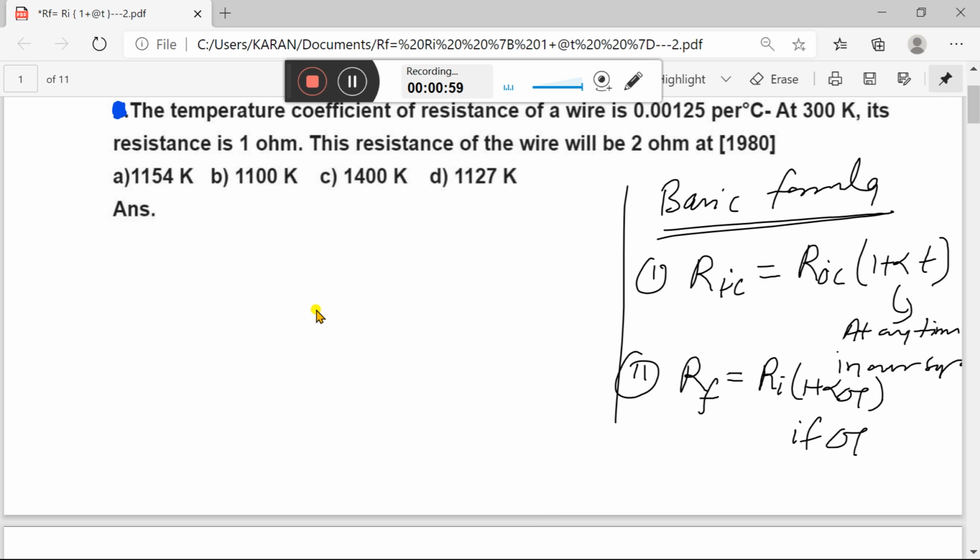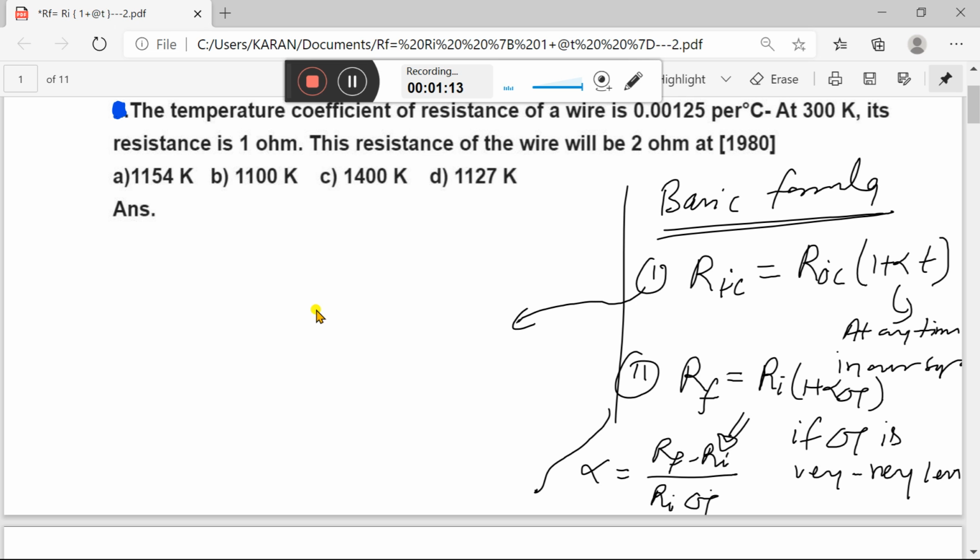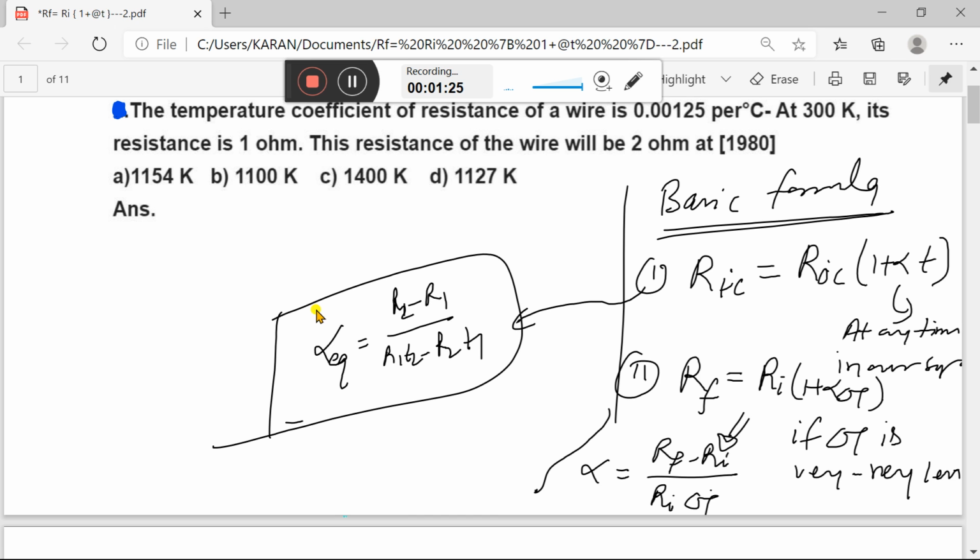This is valid if delta T is very small, and from here we can also say alpha is (R final minus R initial) over R initial delta T. From here alpha comes out to be (R2 minus R1) over (R1 T2 minus R2 T1). So these are the basic formulas we have to use.